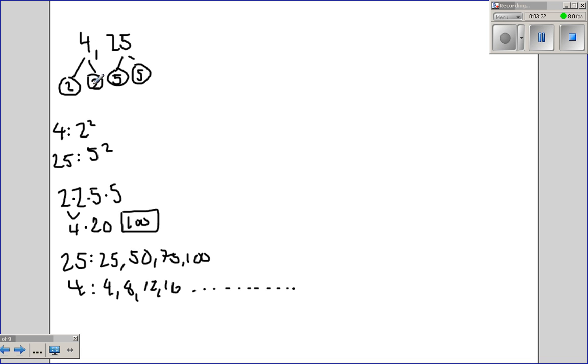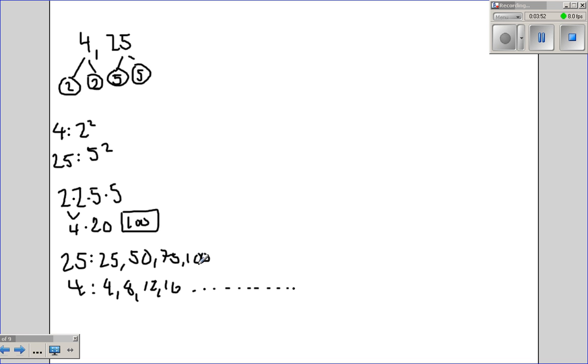All right. So here's a 4 and 25. We can see that we factored it here. 2 times 2, 5 times 5. So 4 is 2 squared, and 25 was 5 squared. So we have to use both because 2 is really the only factor of 4, 2 to the second power, and 5 is really the only factor of 5. So 2 times 2 is 4, times 5 is 20, times 5 is 100.